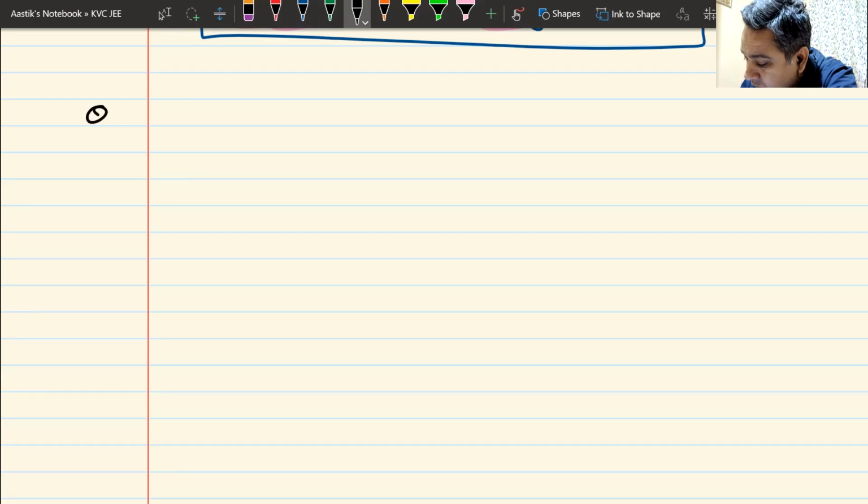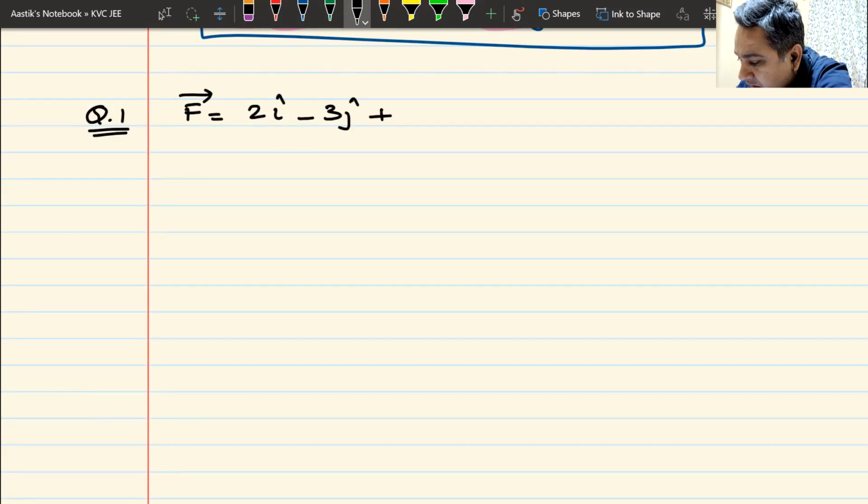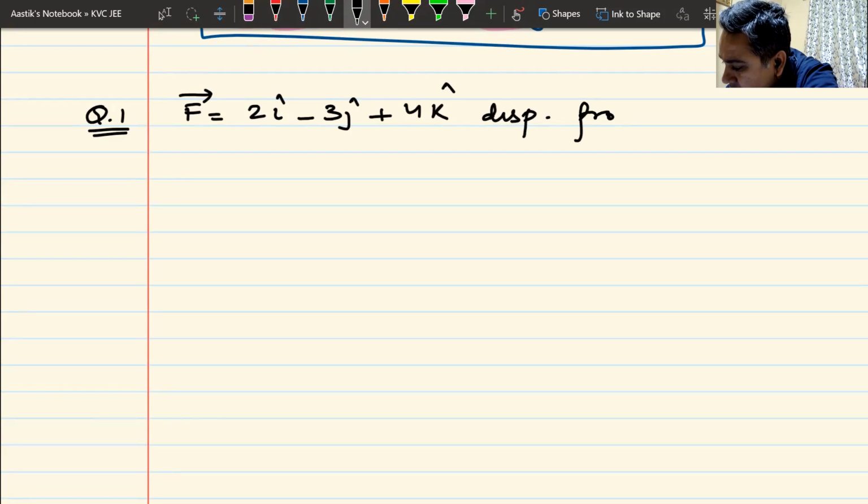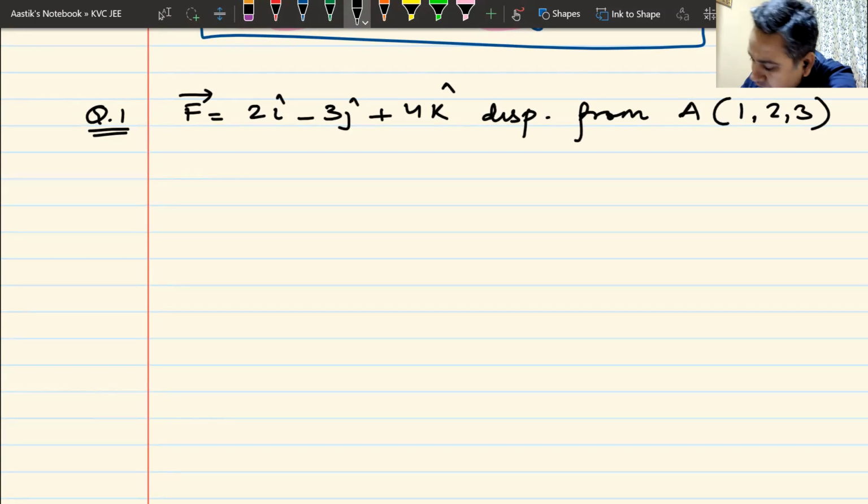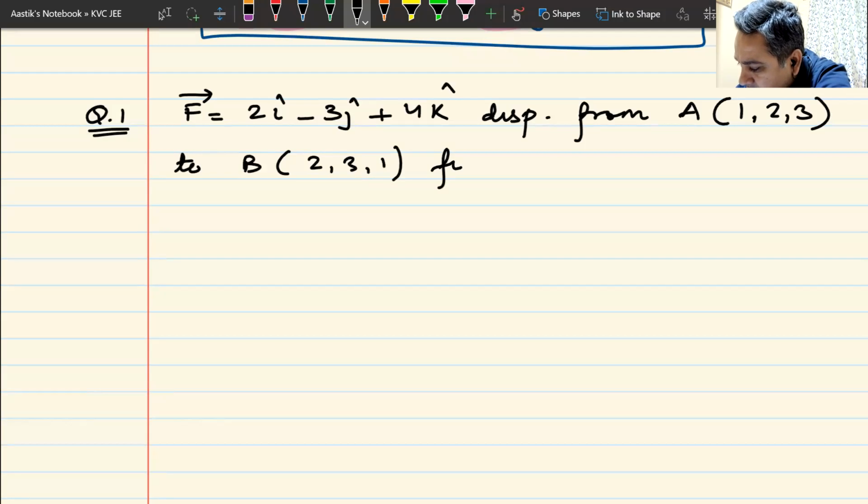So I'll give you a question. Question number 1. And let us see how we are going to do it. A force F vector is 2I minus 3J plus 4K, displaces a body from point A, which is 1, 2, 3, to point B, which is 2, 3, 1. Find the work done. Now, as you can see, this is a constant force.